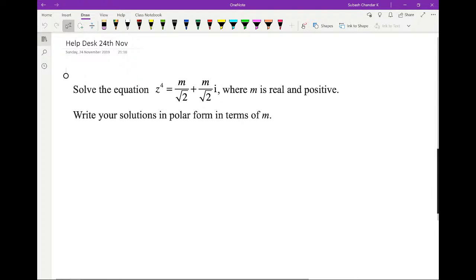All right, guys, so the first question we're looking at is this one here. This is from 2017 question 2D, which is actually worth a merit.